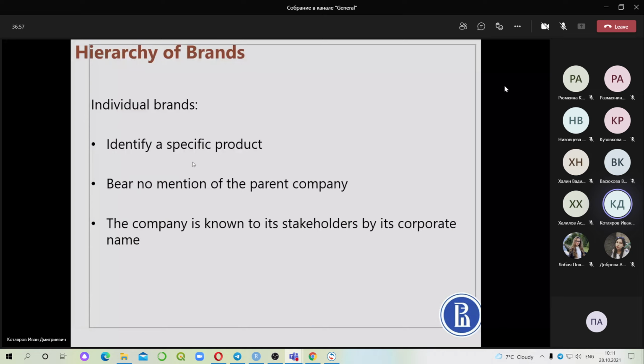And the company is known to its stakeholders by its corporate name. So the company does not invest too much into development of its corporate brand. The company instead develops specific brands for specific products. Guys, do you understand it? Is it clear?